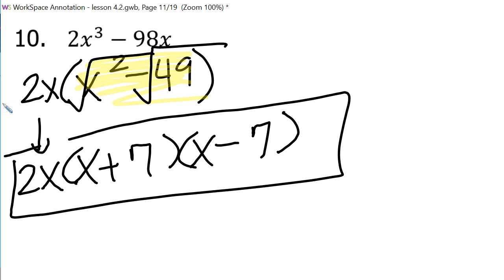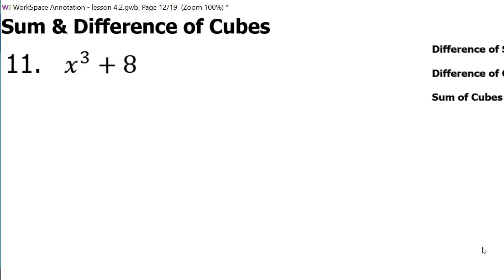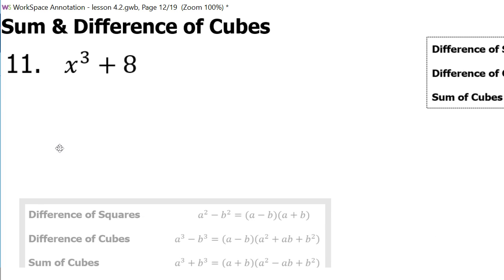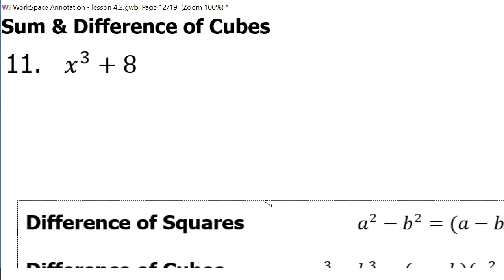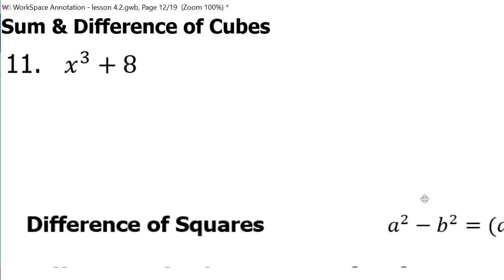Now we're ready for the back page. And on the back page, we're doing sums and differences of cubes. So the first thing I want to do is write down a list of all of the perfect cubes. A number is a perfect cube if you can cube root it, and the answer is a whole number.